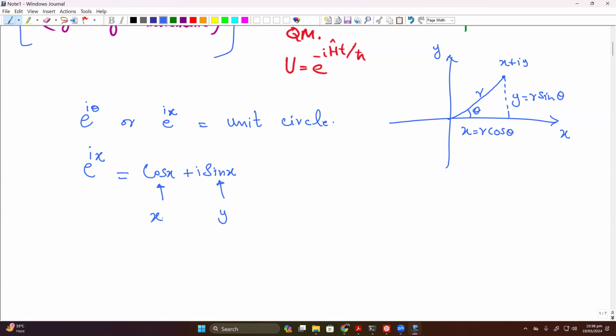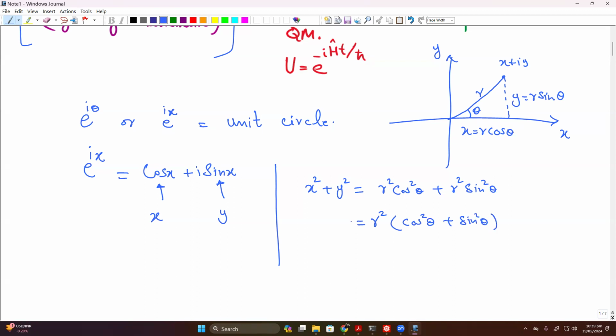Let me quickly prove this. If I take x squared plus y squared, what I'll get is r squared cos squared theta plus r squared sine squared theta. If I take r squared common, I'll have cos squared theta plus sine squared theta, and cos squared theta plus sine squared theta is actually 1. So I have x squared plus y squared equals r squared.